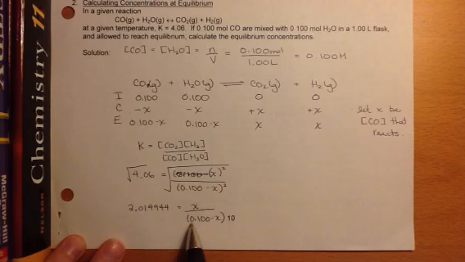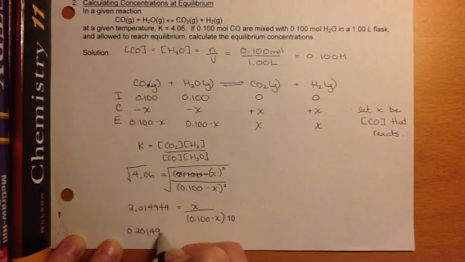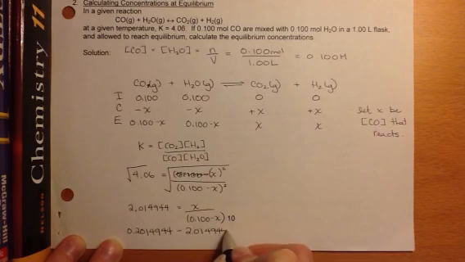We have to get rid of the 0.1 minus X on the denominator here. So that means we have to multiply this by both things in our equation. So that means we're going to have 0.214944 minus 2.014944x equals X.